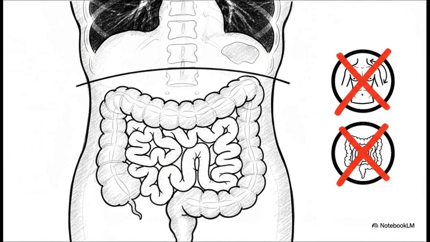Okay, first, A for air. And whoa, there is a ton of gas on this film, no doubt about it. But is it free air? Are we seeing that crescent under the diaphragm or Rigler's sign? No, doesn't look like it. All this air seems to be trapped inside the bowel.